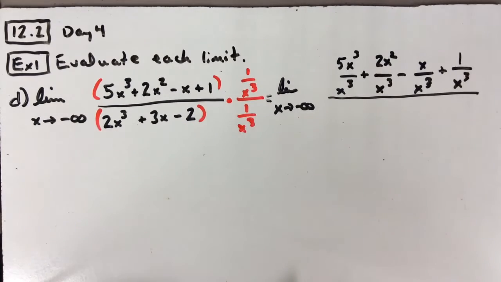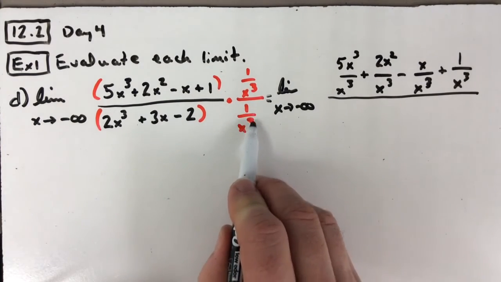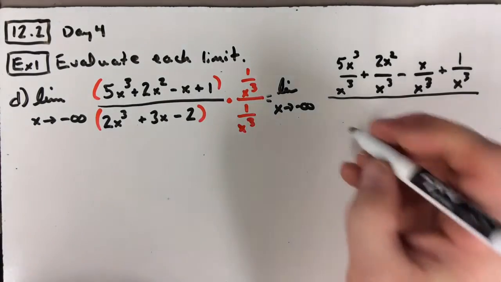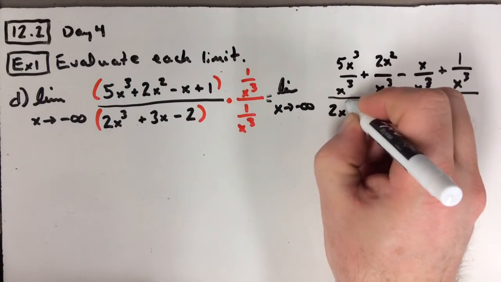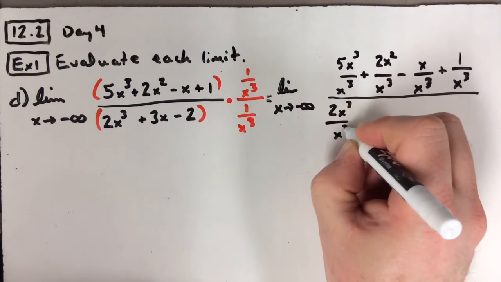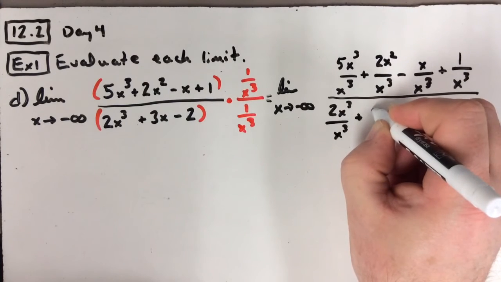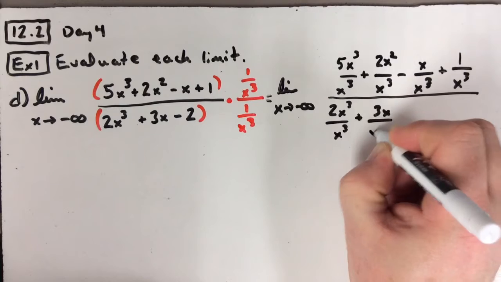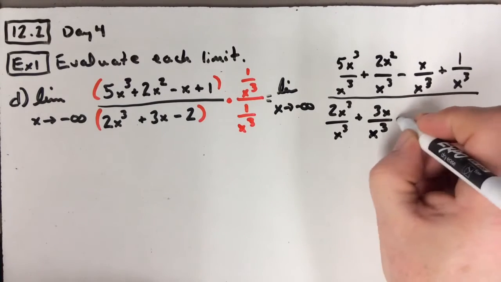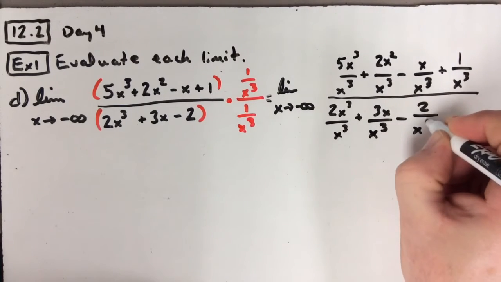I want to do that with the bottom fraction also. So now I'm going to take this 1 over x to the third. That's going to put an x to the third underneath those 3 terms. So we'd have a 2x to the third over x to the third plus 3x over x to the third minus 2 over x to the third.